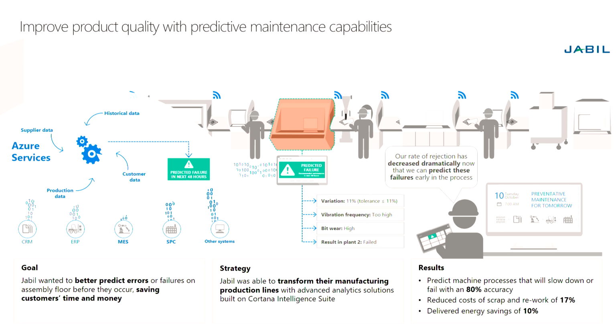What they were able to do was predict machine process failures with 80% accuracy, reducing the cost of scrap and rework by 17% and delivering energy savings. So really just the motivation for the importance of being able to have this in place to be able to make better decisions.